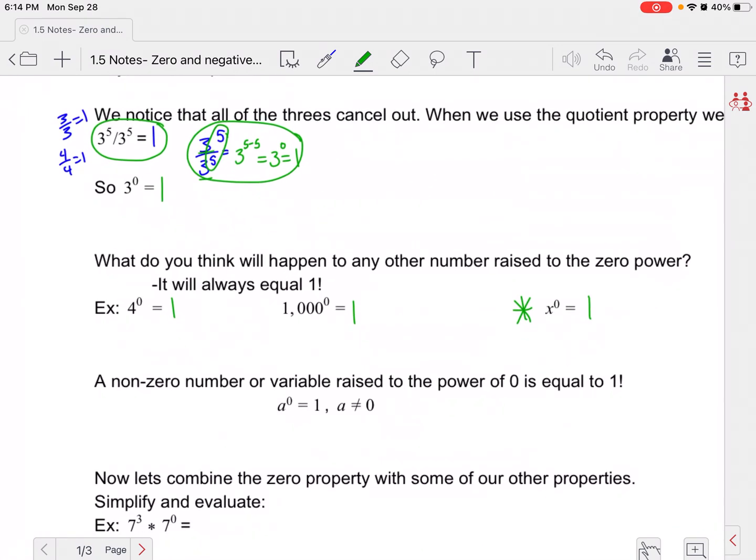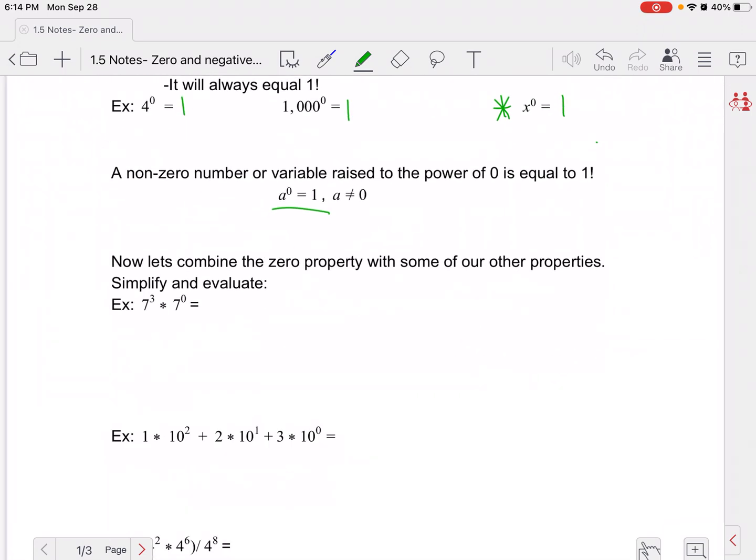Okay, we won't deal with 0 to the 0. That's a very special case, and that's something you'll learn about later in mathematics. Okay, so there'll be no zeros to the zeros. Okay, so this is the general rule that anytime we have something to the 0 power, it is equal to 1, and that base number just can't be 0. Okay, so let's practice combining some things.